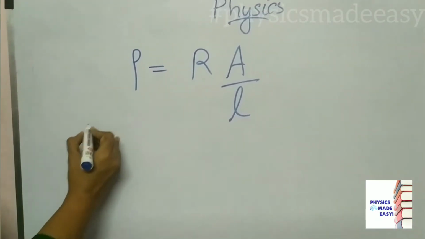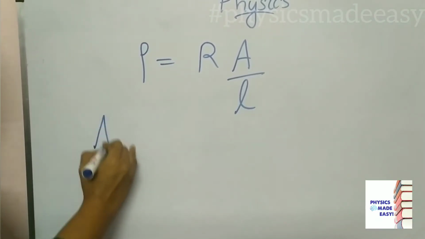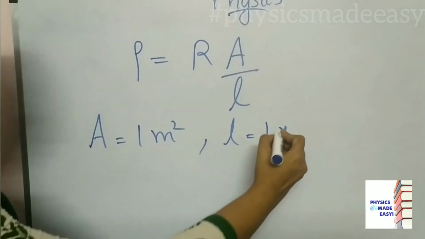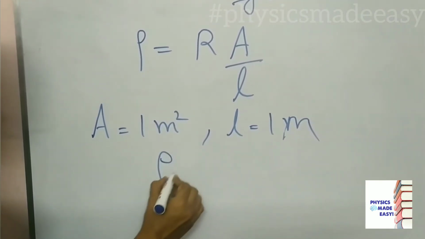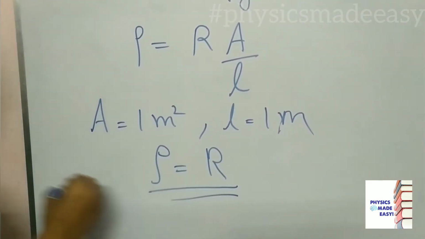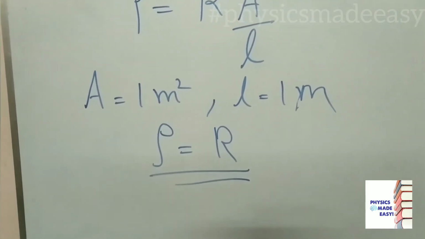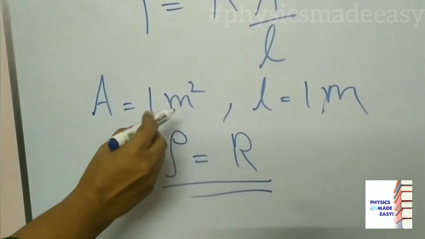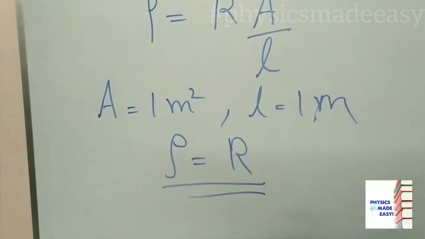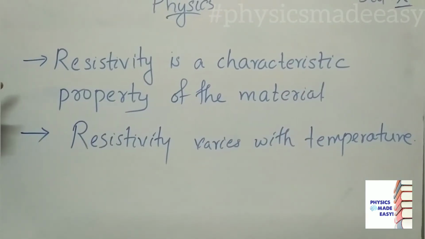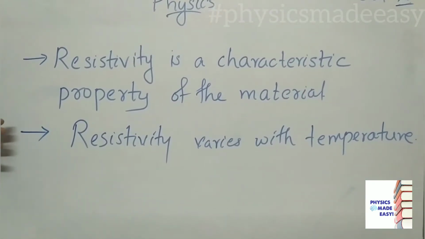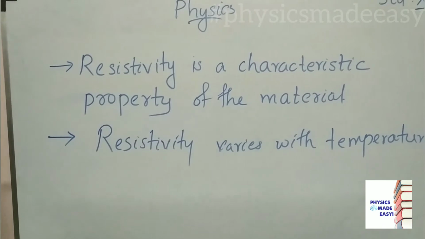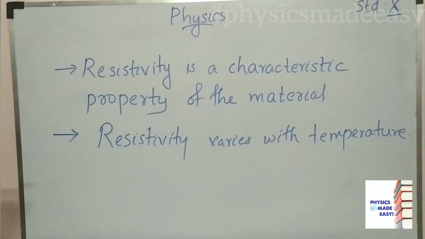Children, if this area of cross section is 1 meter square and length is 1 meter, then what will be the rho? Rho is equal to R. Then from this also we can define this resistivity as the resistance of a conductor having unit length and unit area of cross section. Resistivity is a characteristic property of the material. For a material, there is a particular value for this resistivity, but it will vary with temperature.